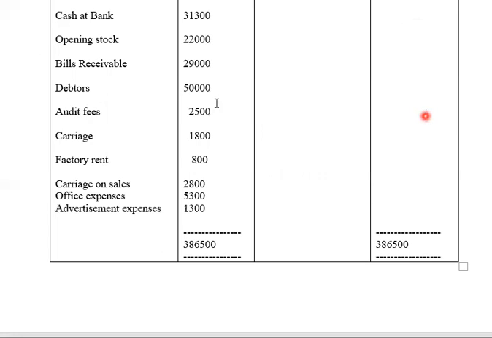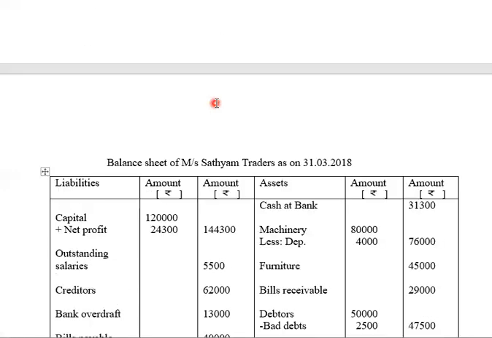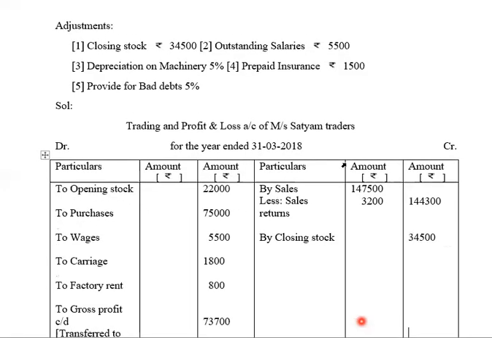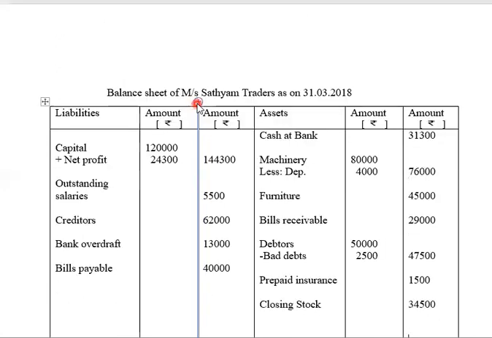Then we have debtors 50,000. Debtors का मतलब क्या, इन लोगों से अपने को पैसे आना है. It is an asset. It will be shown on the asset side of the balance sheet as debtors 50,000. तो 50,000 अपने को पैसे आना है. On this we have an adjustment: provide for bad debts 5%. इसका मतलब क्या, जो पैसे 50,000 अपने को आना है, इसमें से 5% पैसे नहीं आएंगे.